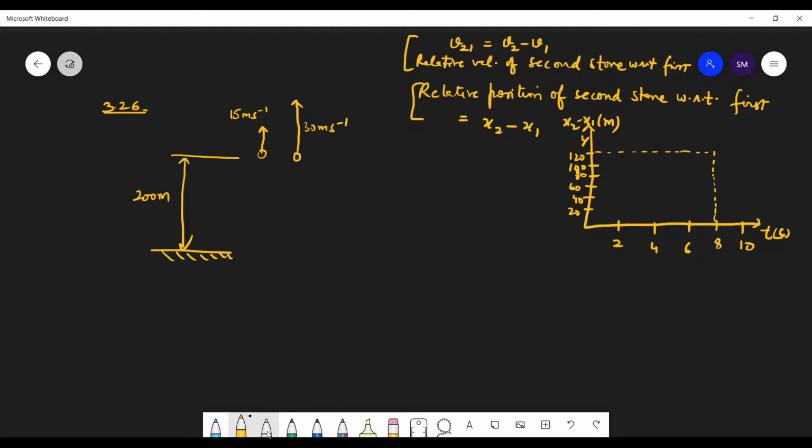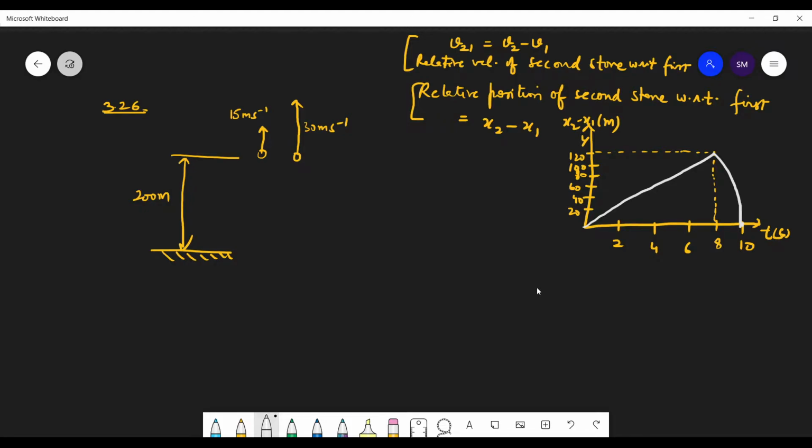And this is the graph of relative position versus time. And then here it is 10. Then this graph. Okay, so that is given to you. So we have to verify that the following graph correctly represents the time variation of the relative position of the second stone with respect to the first.